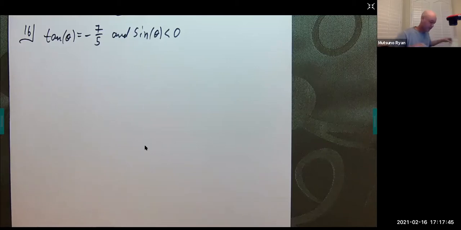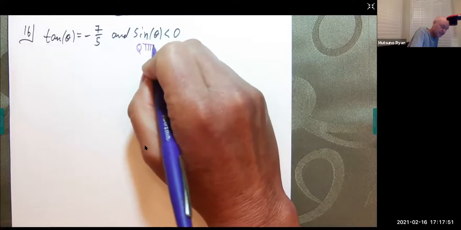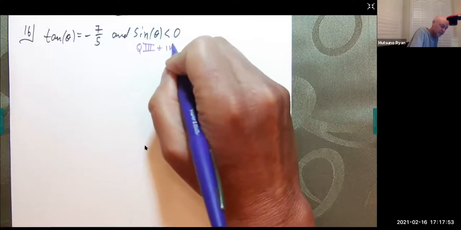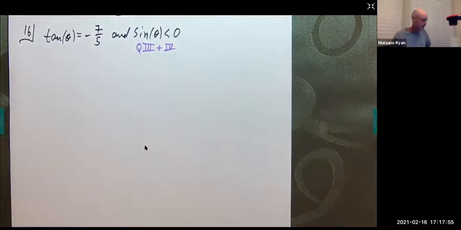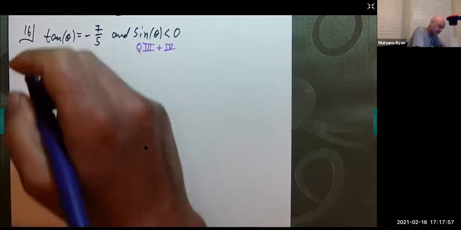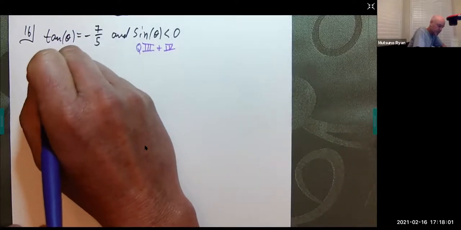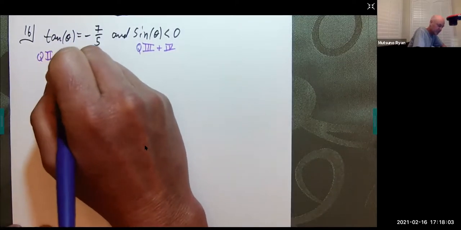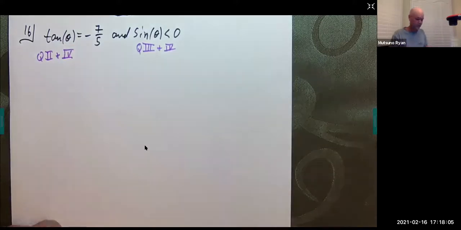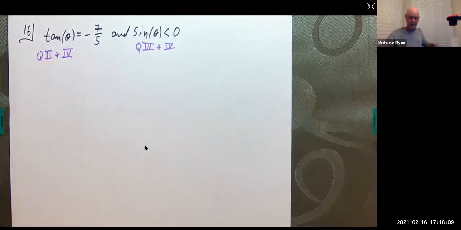So that happens. Sine is negative when y is negative. So sine is negative in quadrant 3 and 4. Tangent is negative in quadrants 2 and 4. So it looks like quadrant 4 is where we are.